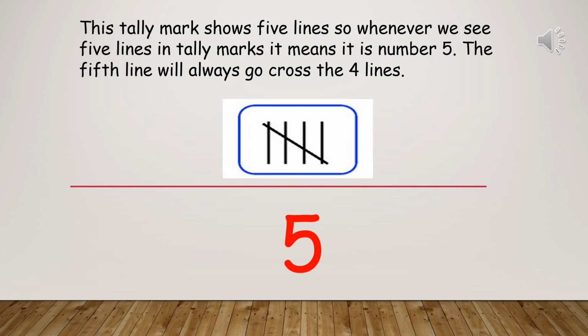Now let us look at this telemark. What do you think, children? This telemark shows 5 lines. So whenever we see 5 lines in telemarks, it means it is number 5. And don't forget, children, always the 5th line in telemarks will go across the 4 lines.